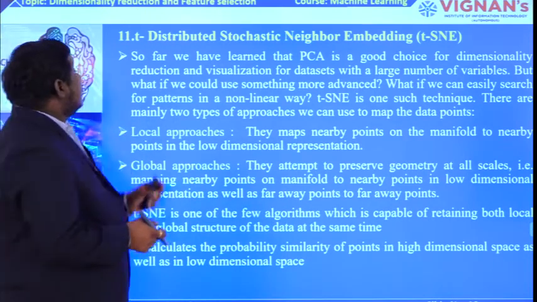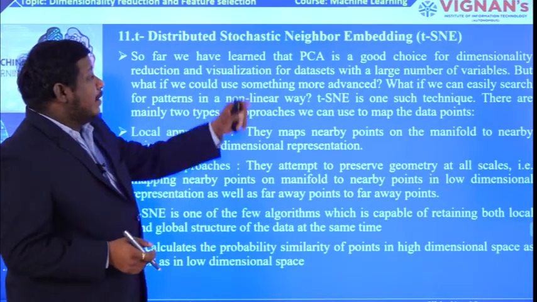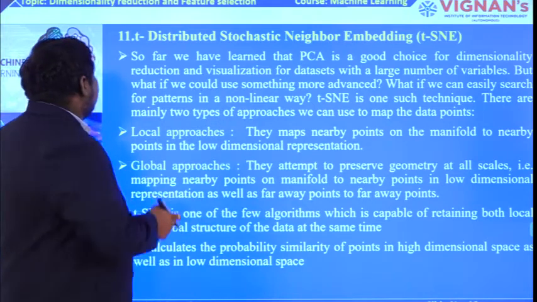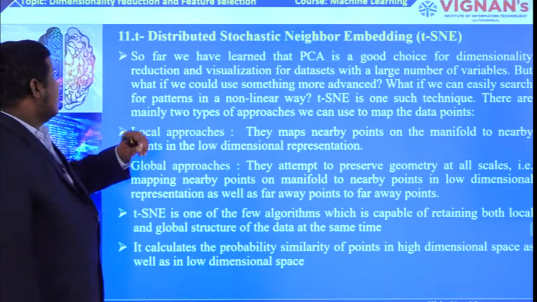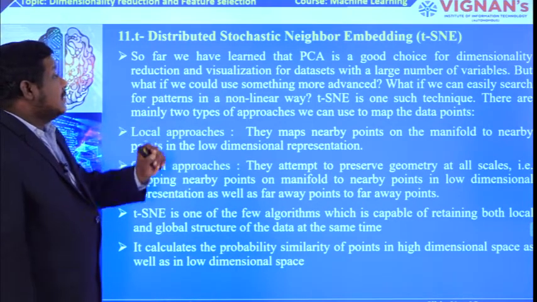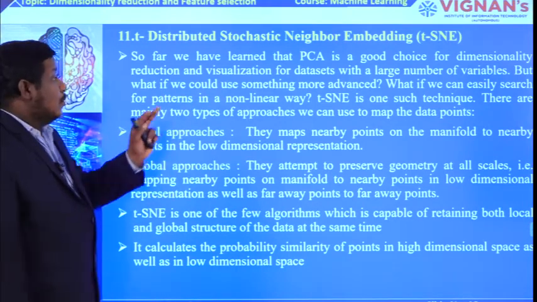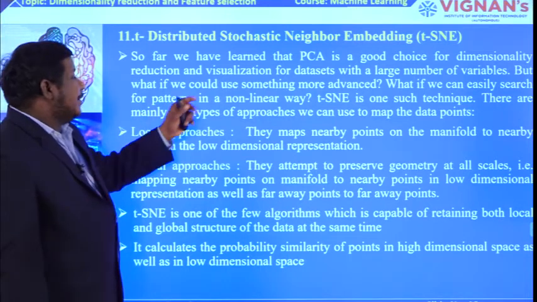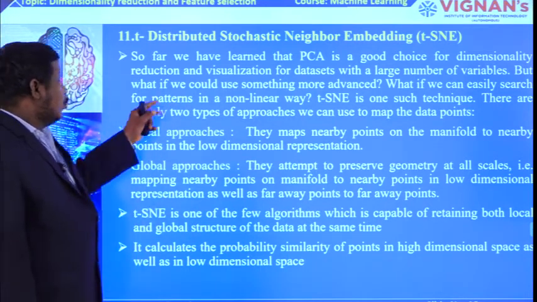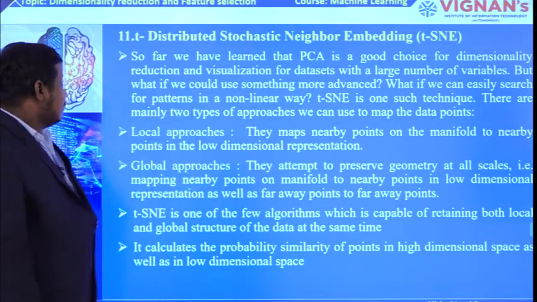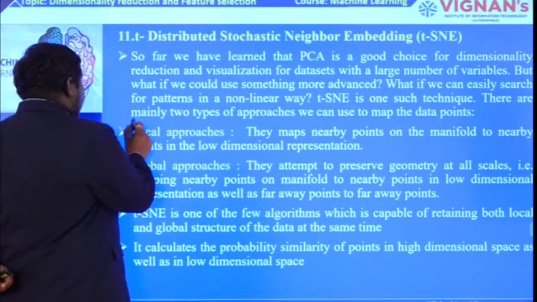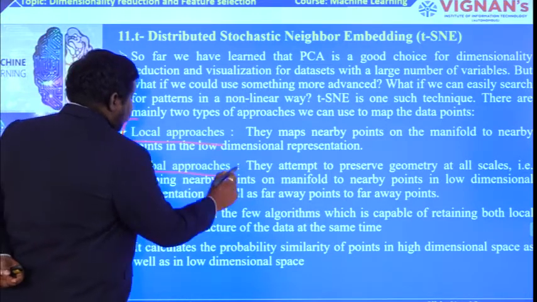See, the next one is the distributed stochastic neighbor embedding, the TSNE model. So far we have learned that PCA is a good choice for dimension reduction and visualization of data sets, but what if we could see something more advanced? What if we can easily search for patterns in a non-linear way? So, 2 types of approaches can be used under this distributed stochastic neighbor model. The first one is the local approach, the second one is the global approach.